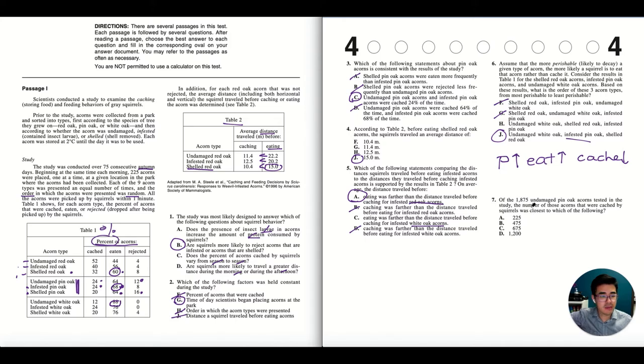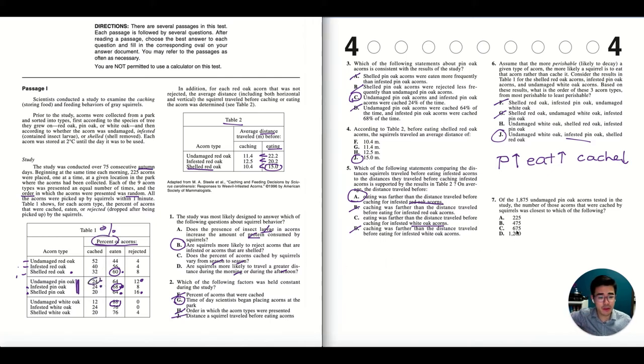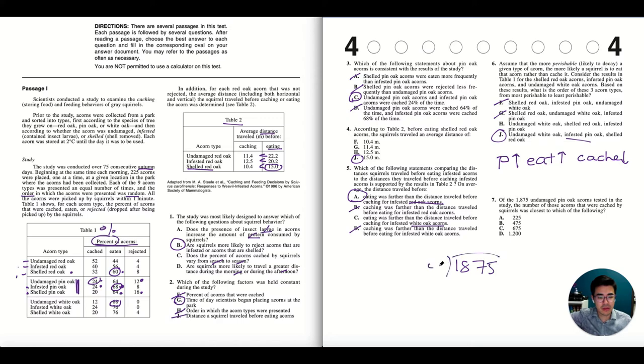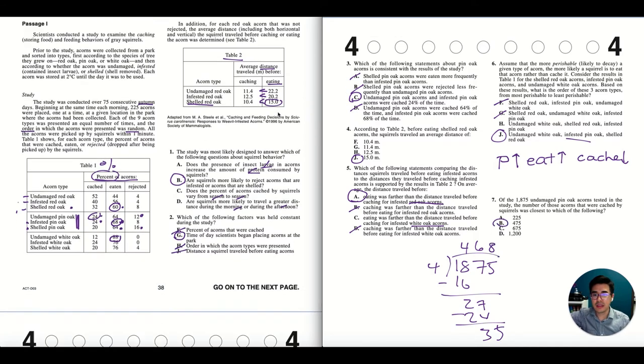And then number seven says, of the 1875 undamaged pin oaks, the number of those that were cached by squirrels was closest to which of the following? 1875 undamaged pin oak, cache, 24. This is a percent, right? So we're going to do 24% of 1875. That's basically the same as dividing it by 4. So divided by 4, 468, closest to 475. Okay, I think that's it.